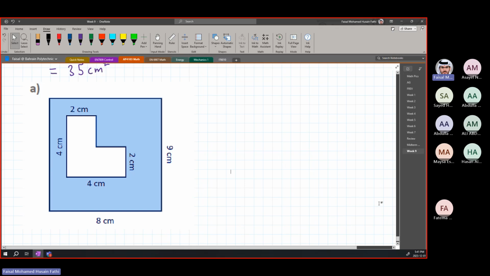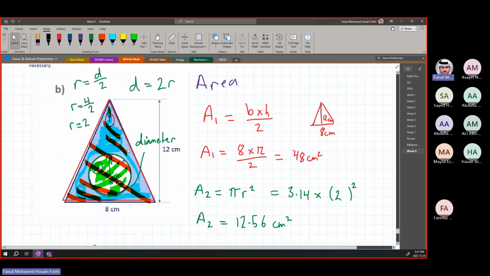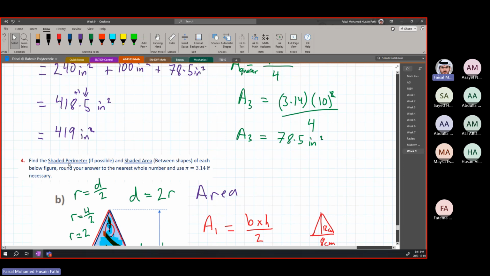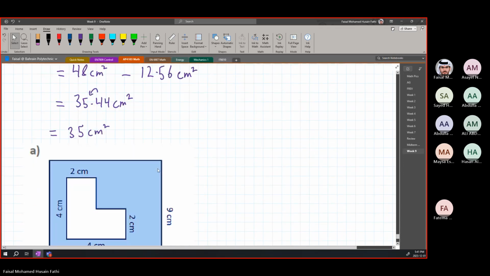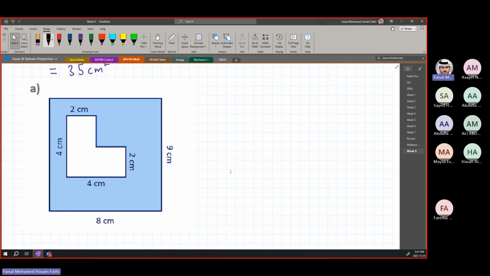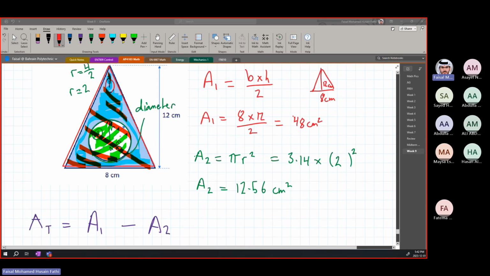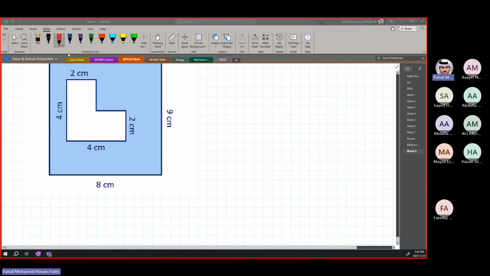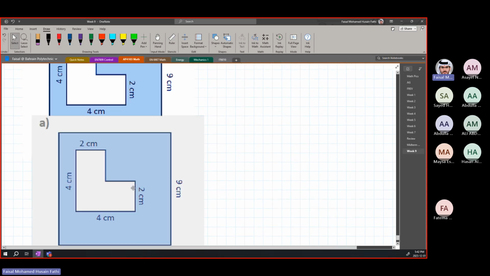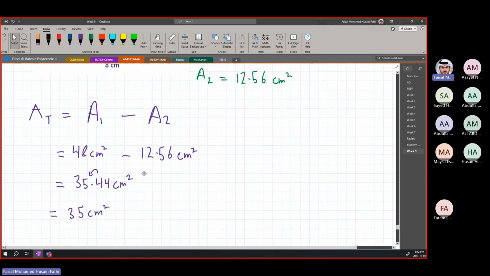So again, the question says we need to find the shaded perimeter if possible and the shaded area. Now, here we can find the perimeter, obviously. It's not like the previous one. In this case, I should have mentioned this: technically, you can find the inner perimeter. Before moving on to this question, let's do that. Let's take it down a bit, for the perimeter.